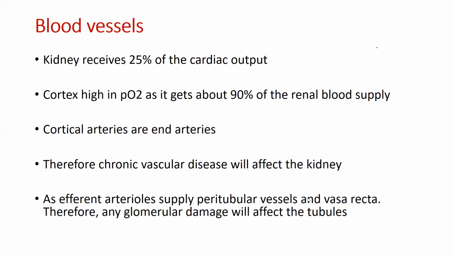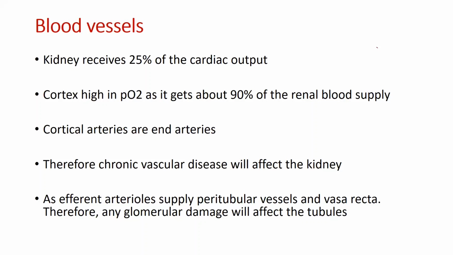So that is how tubular and interstitial damage is going to manifest clinically. Now we'll go to the next compartment, which is our blood vessels. So in the blood vessels, one of the first things to know is that the kidney receives 25% of your cardiac output.